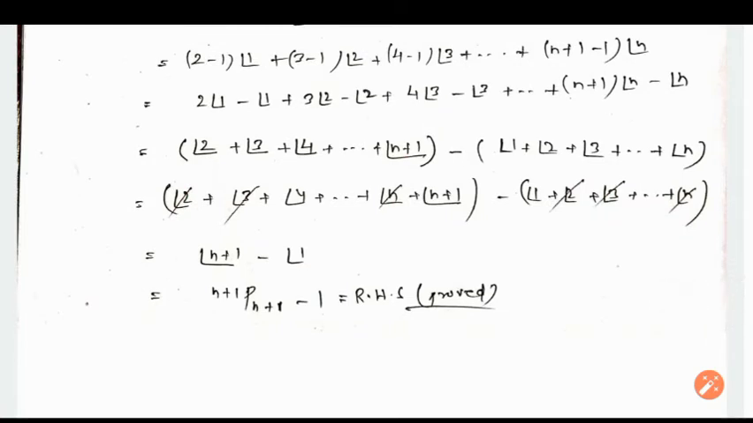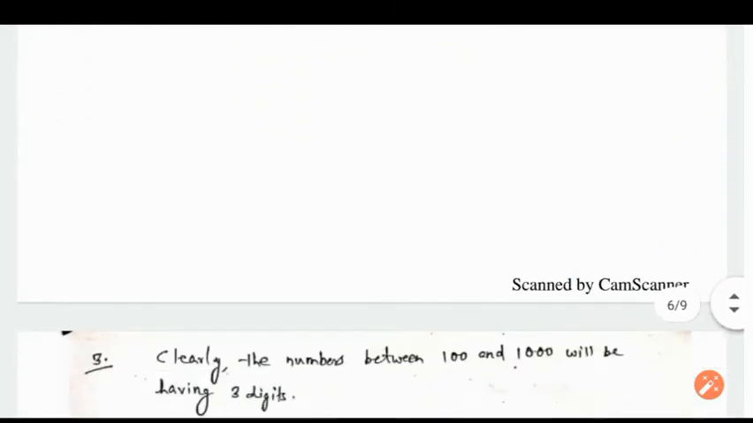Now what is n plus 1 factorial? It is n plus 1 Pn plus 1. Similarly n plus 1 Pn plus 1 is n plus 1 factorial. So in place of n plus 1 factorial we can write this, and minus 1 factorial is 1, and that was the RHS, hence proved. Let's do the next sum.